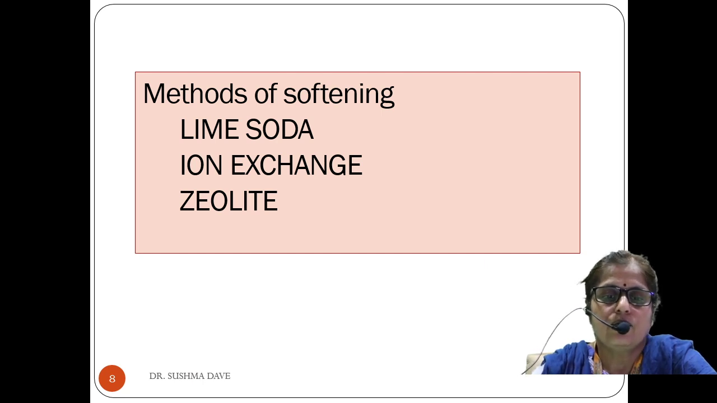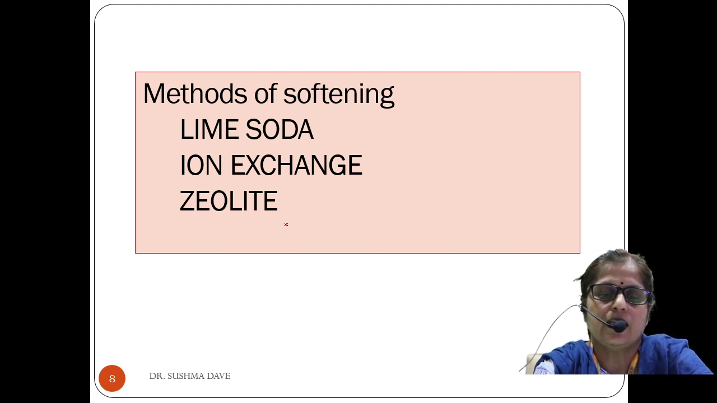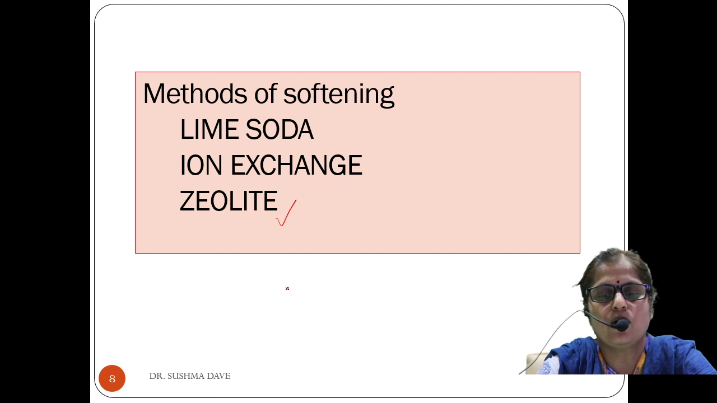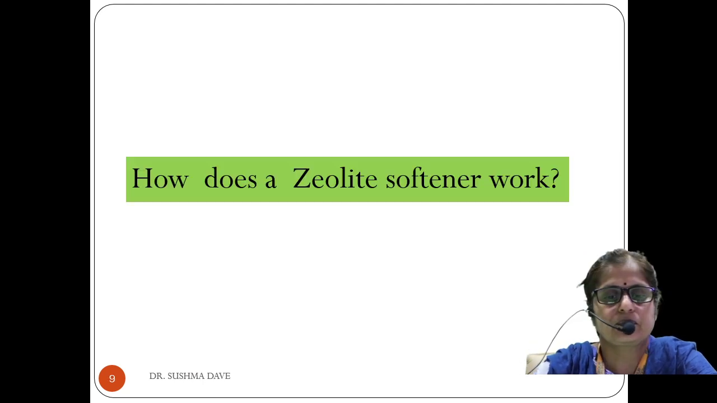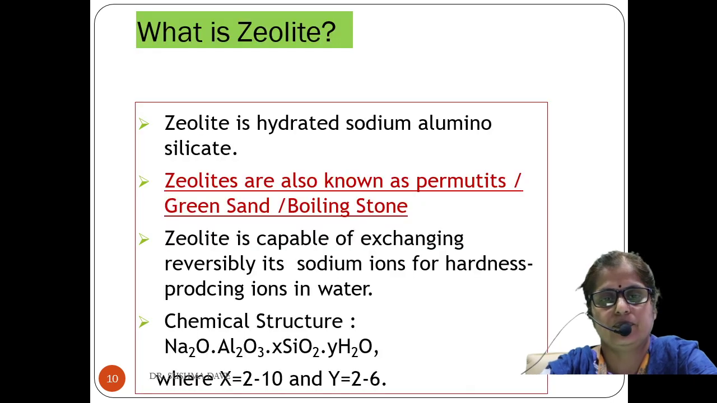Now, when we have learned about softening, there must be various methods which are popular for softening. Out of these, the most popular methods are the lime soda, ion exchange and zeolite methods. In this lecture, we are going to study the zeolite method. How does a zeolite softener work? Before we learn about the working of zeolite, we need to know what zeolite is.